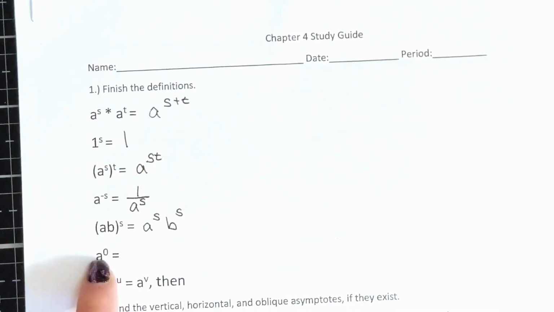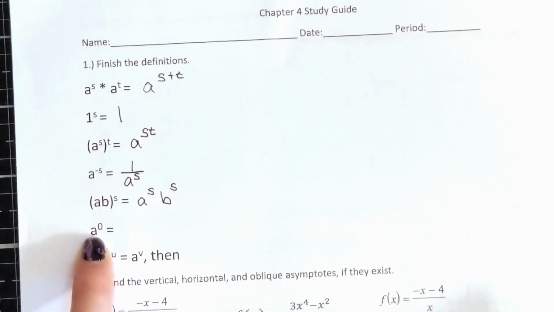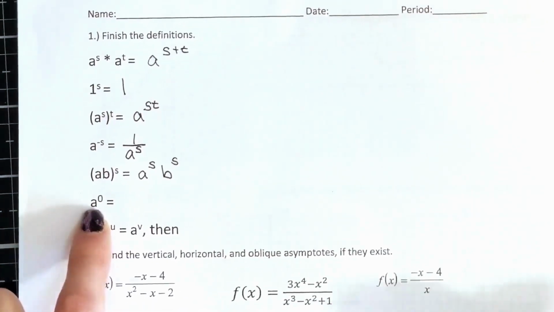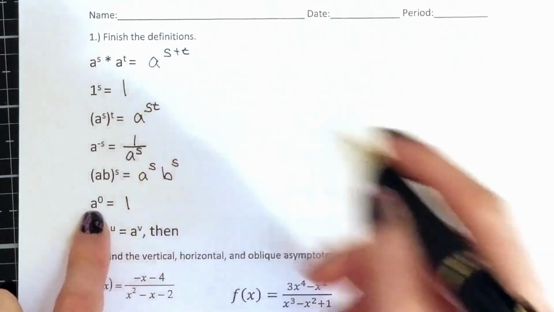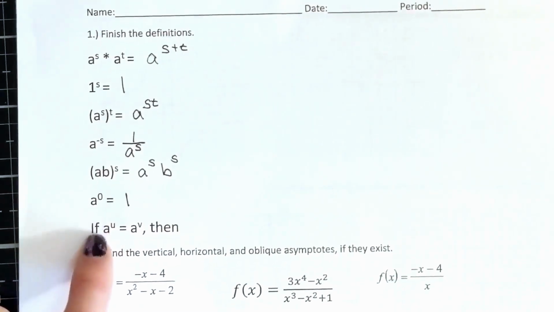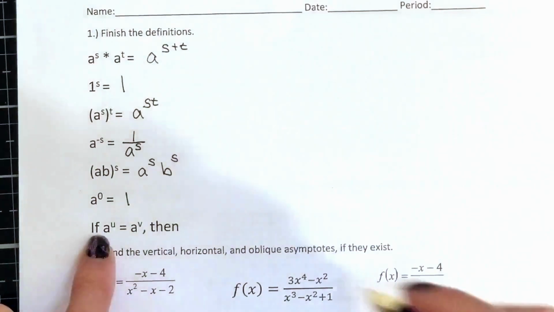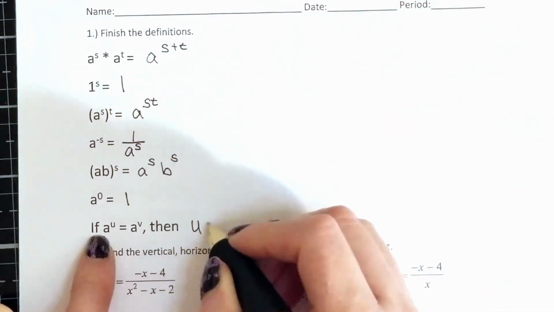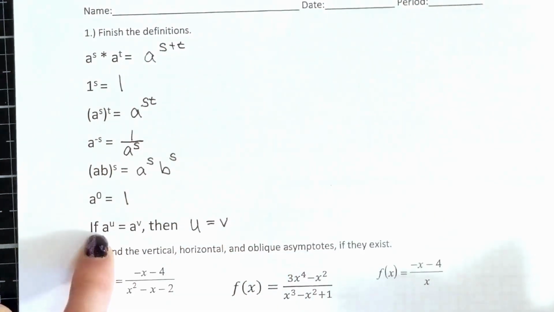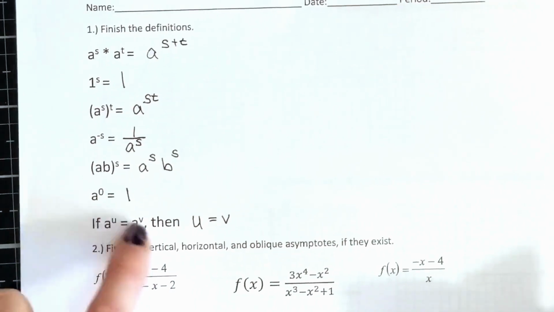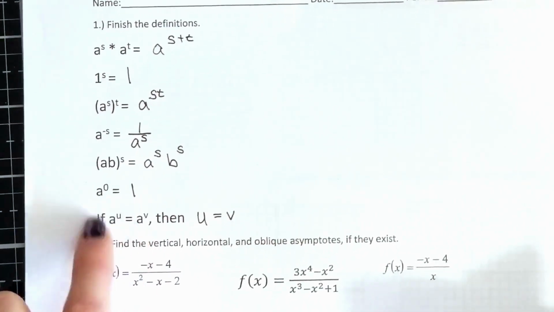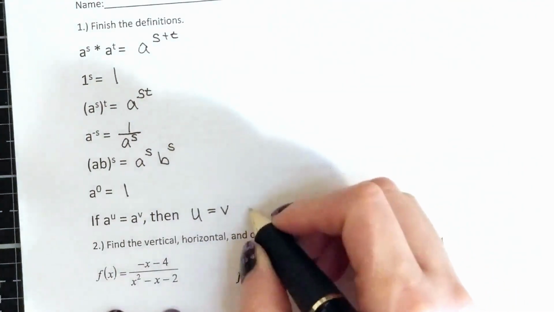A to the 0 power, so any number and letter to the 0 power is just going to be 1. So it doesn't matter what A is. If A to the U equals A to the V, then U equals V, if and only if the bases are the same. So these A's would have to be the same thing.